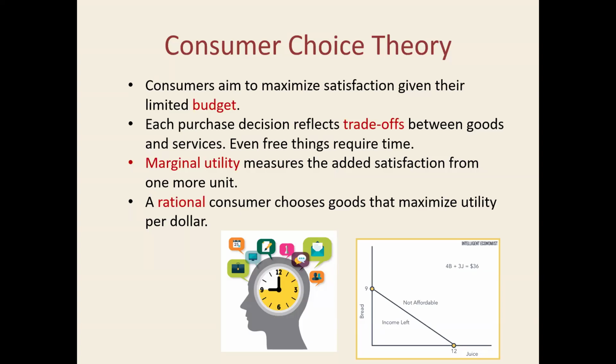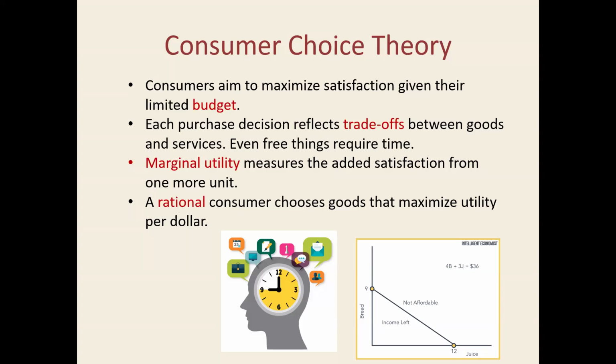So drinking that first glass of orange juice is more enjoyable than drinking the second glass. And drinking that second glass of orange juice is more enjoyable than drinking that third glass. So the marginal utility measures the additional enjoyment from each glass that we drink.